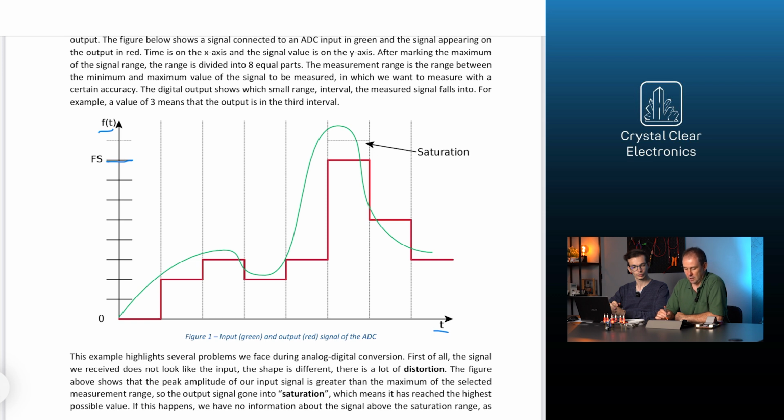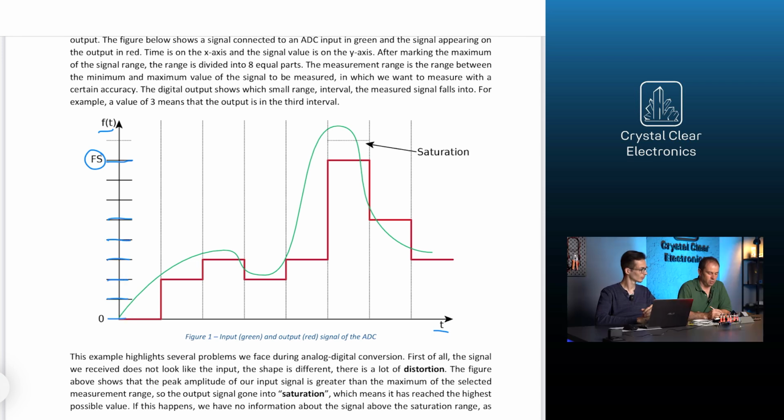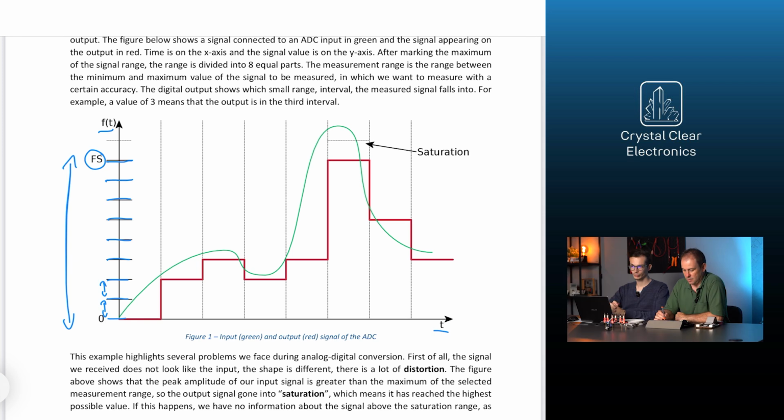After marking the maximum of the signal range, the range is divided into 8 equal parts. The measurement range is the range between the minimum and maximum value of the signal to be measured, in which we want to measure with a certain accuracy. The digital output shows which small range interval the measured signal falls into.